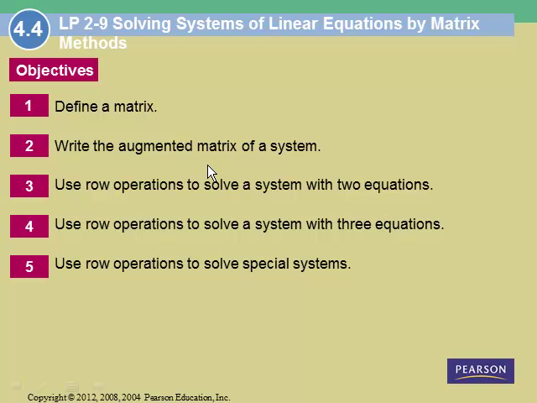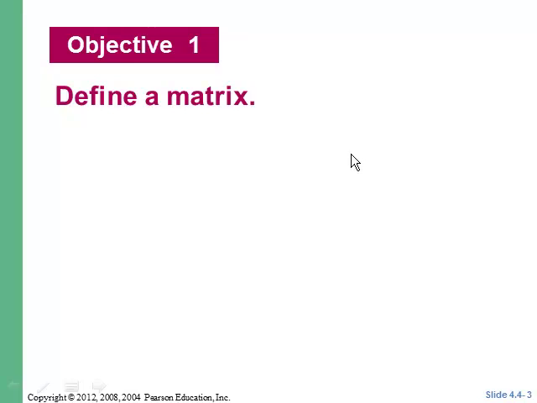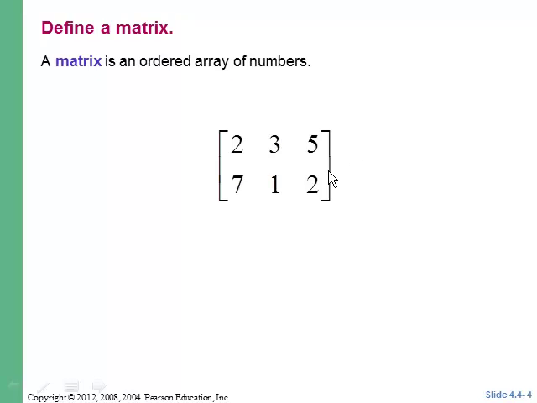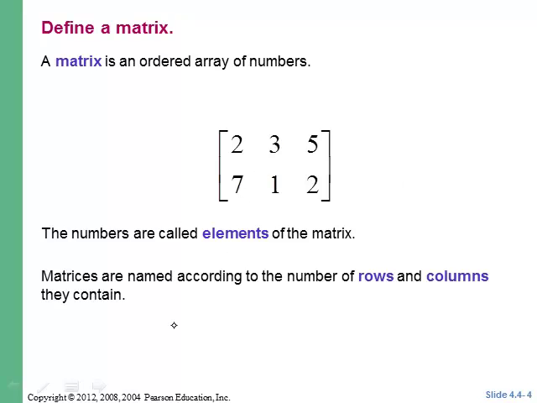This is Chapter 4, Section 4. It's Learning Plan 2.9. We're going to use the matrix method. What is a matrix? It's an ordered array of numbers. The numbers are called the elements of the matrix.